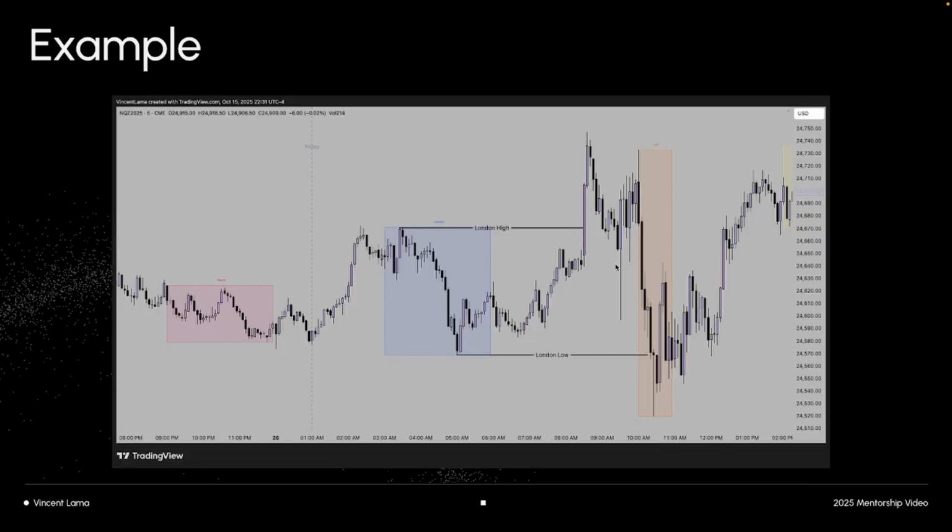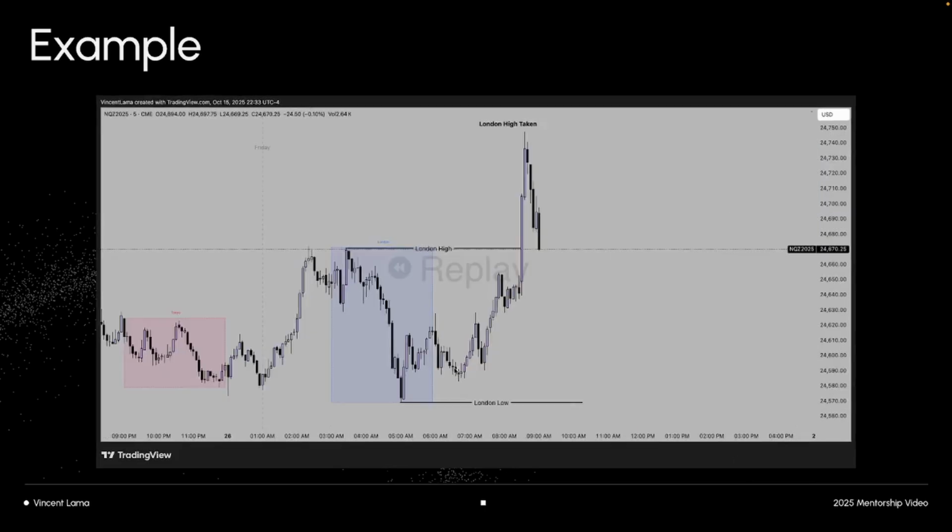Here's a second example. Look how we run this London high, create a market structure shift, and drop. Let's go step by step. So going back in time, we swipe out this London high. The London high is taken right there. People see this high as support turned resistance, so they're buying right here.